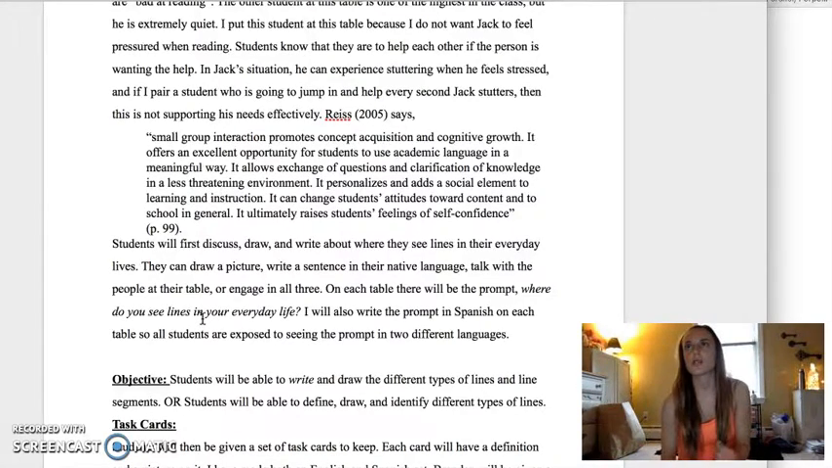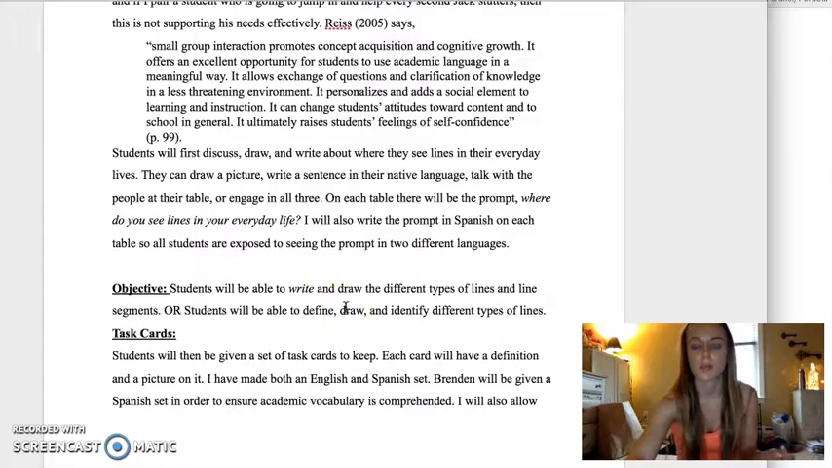So basically there's no right or wrong answer to the brainstorming activity. It's just where you see lines in your everyday life. So giving them markers, they can write sentences, they can draw pictures, they can talk with the people at their table, they can write in whatever language they feel comfortable. It's just a really open-ended way for me to assess what my students know, and for them to self-assess and see what they know too, as well as collaborate with the people at their table.